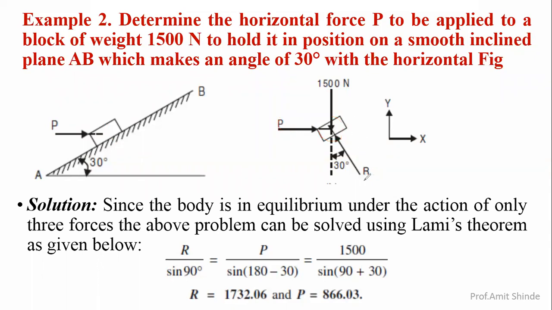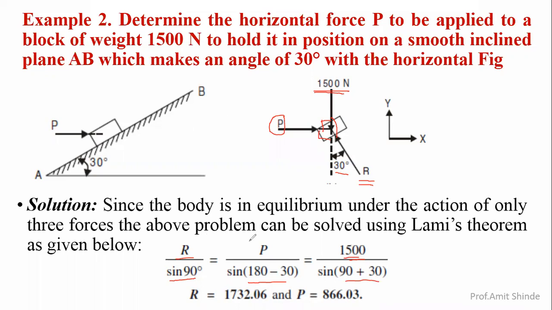Now let us start with the first reaction R. R is proportional to sine 90, because the angle between the other two forces is 90. Next force, let us consider this P. The sine of the angle between the other two forces is 180 minus 30. The third force, 1500, has the sine of the angle between the other two forces as 90 plus 30. We have to find out R and P.